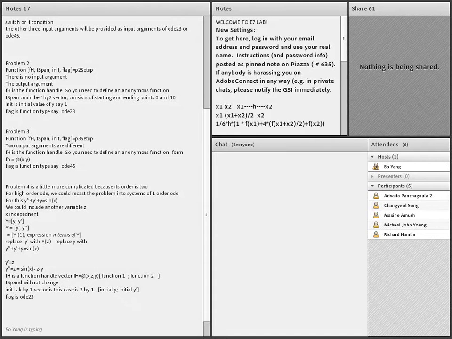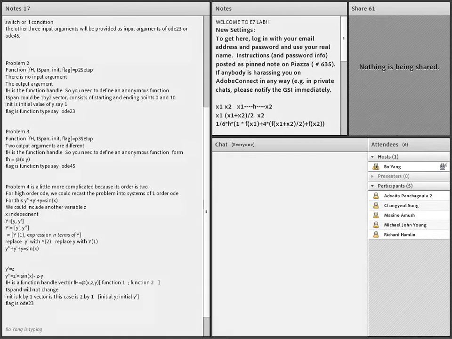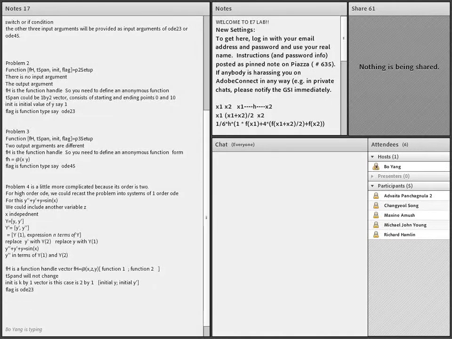And replace Y with capital Y1. So in that case, you can find Y prime in terms of Y1 and Y2, so that you can build the two functions.